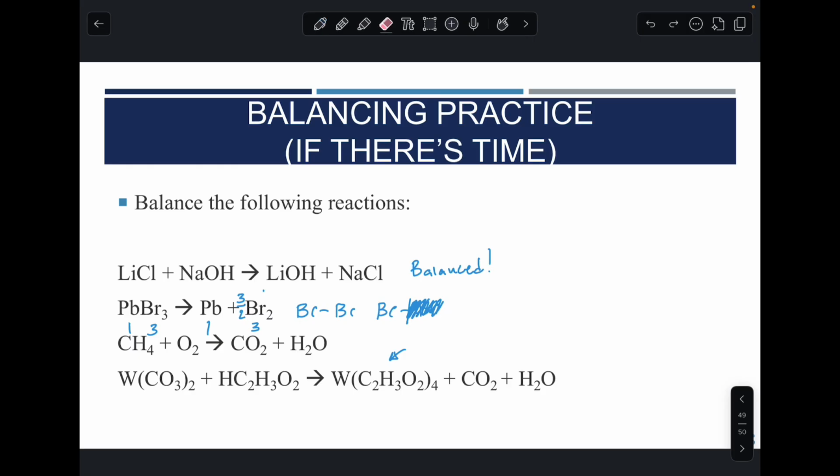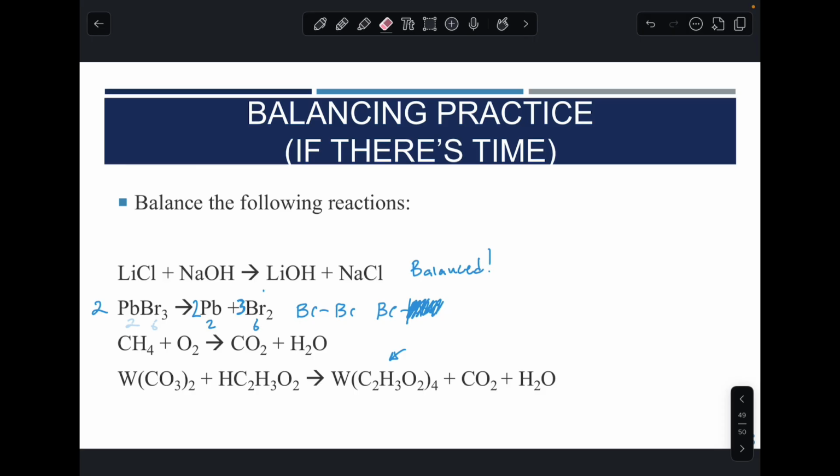And so what we'll do is we'll multiply everything by the denominator in that fraction, and so that'll be 2. 2 times 1 is 2 PbBr3. 2 times 1 Pb. 3/2 times 2 is going to be 3. And this is the stoichiometry, which is a word that means the balance between these atoms. This is the stoichiometry that we're looking for. Everything is lining up now. We have 2 leads, we have 6 bromines, and we're good. That's it.